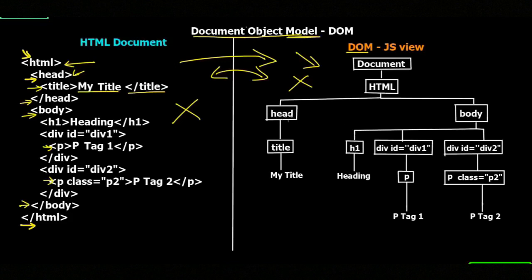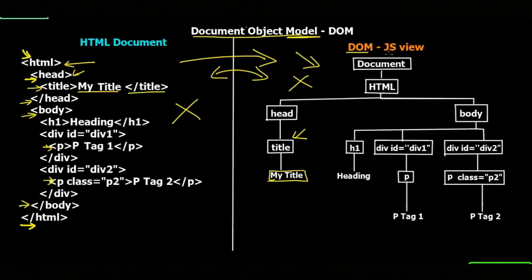For example, if you want to change the text inside the title, you can easily access this title object in JavaScript by accessing the document object model, and then you can change the text inside the title. Similarly, you can change the size, you can add color, you can add background to heading tag, to division, to paragraph, you can change the text, you can hide the text, you can animate the text, and you can do everything on this document object model using JavaScript.